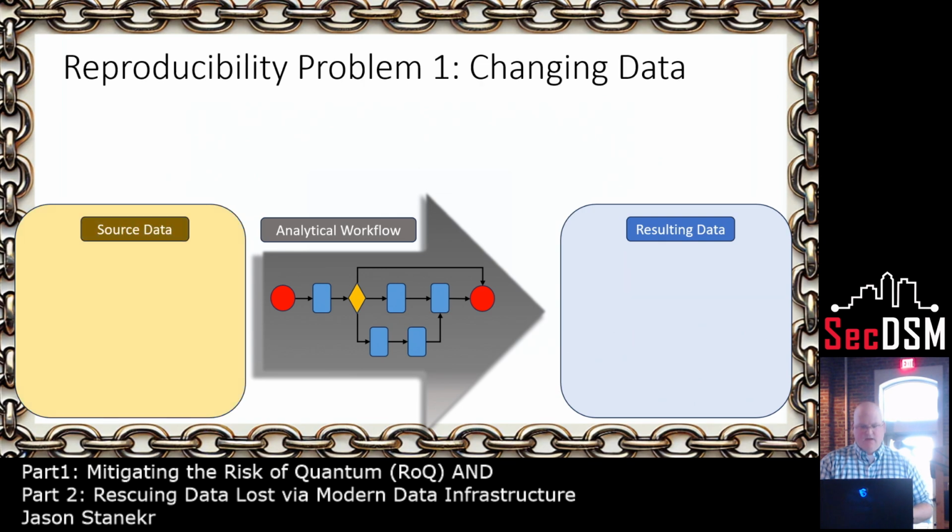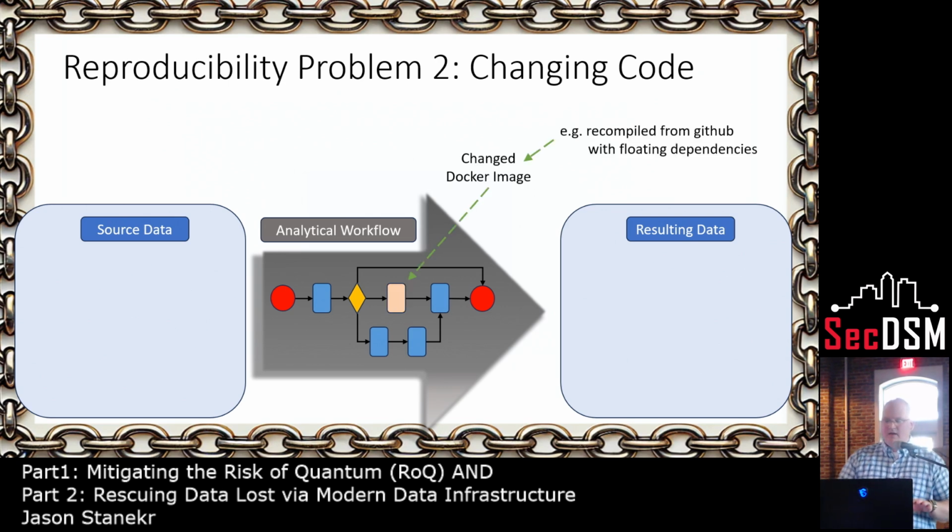The first is going to be if the data source changes, then we can expect there's going to be a potential change to the resulting data as well. And similarly, even if the data stays the same, if the code changes, then we can expect that the results can change as well. And this happens all the time.